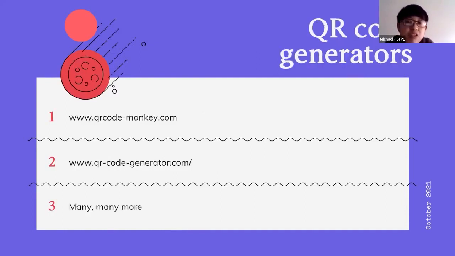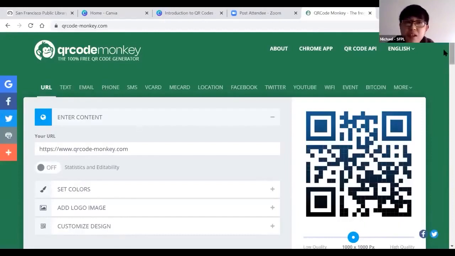So there are many QR code generators out there, and some of them are good, some of them are bad, but I've chosen two on your screen right here. Their addresses are qrcodemonkey.com and qrcodegenerator.com. And I'm going to go to one of these right now. If you decide to use this, it's good, but if not, you could choose a different website.